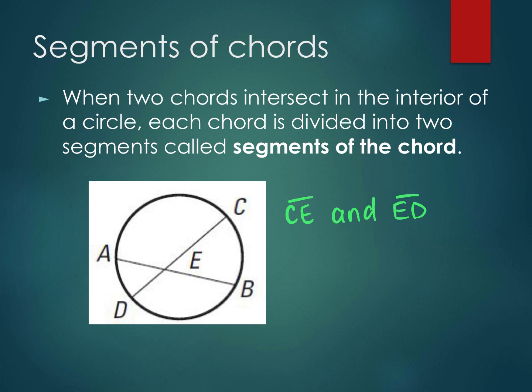What are the other 2 segments that are part of the other chord? AE and EB, okay? It is very important, guys, that you do not mix and match these, okay? If it belongs to one chord, you're going to keep them together. Because when we apply the next theorem, we're going to be multiplying these values by each other, so it's super important that you keep these segments with the same chord.